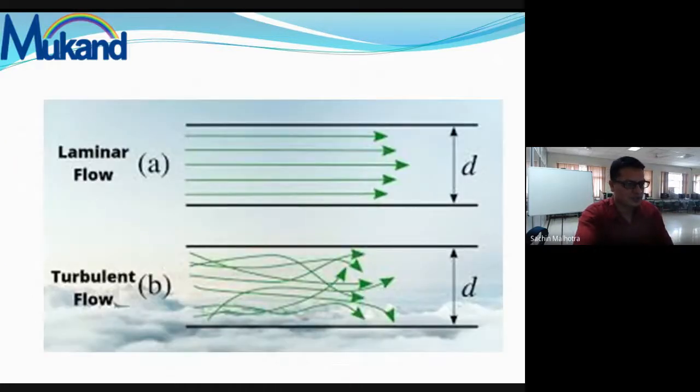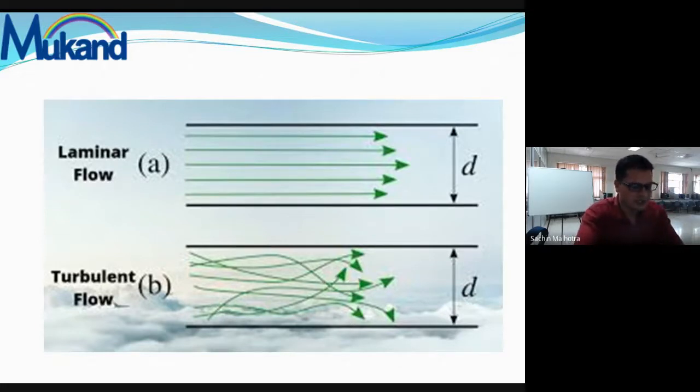This is the diagram. You can see here the laminar flow and turbulent flow. In laminar flow, the particles are moving straight. These are the particles of fluid. These are moving straight. These are not crossing the path of other particles. And this is the case of turbulent flow, in which the fluid particles, you can see here, are moving in a zigzag way and crossing the path of other particles.